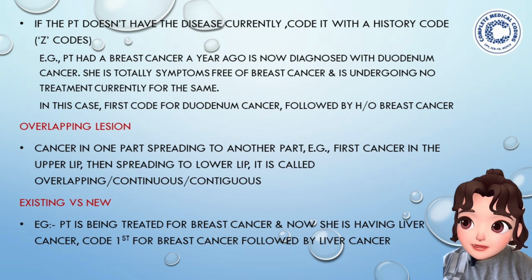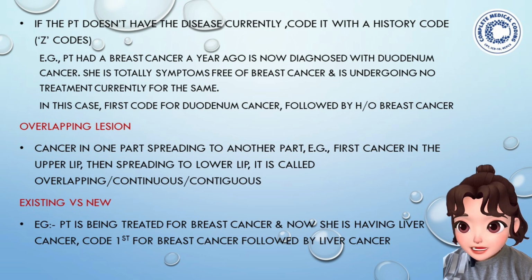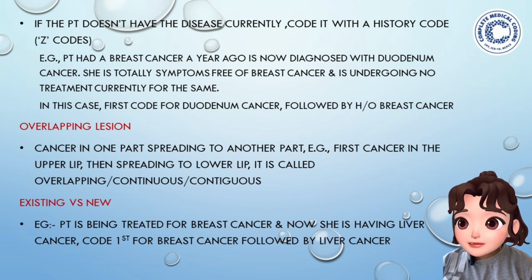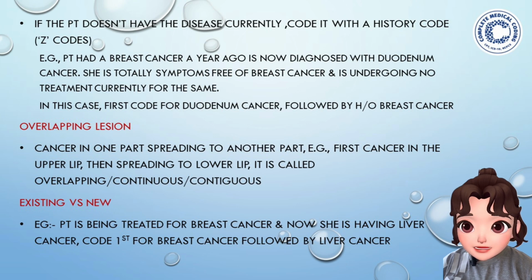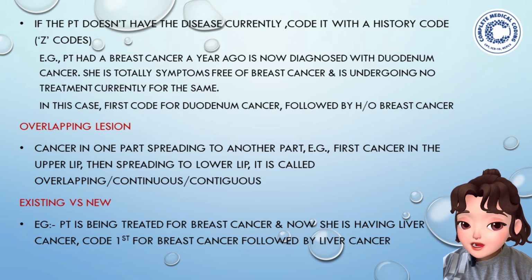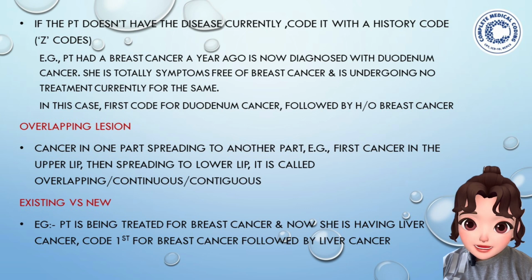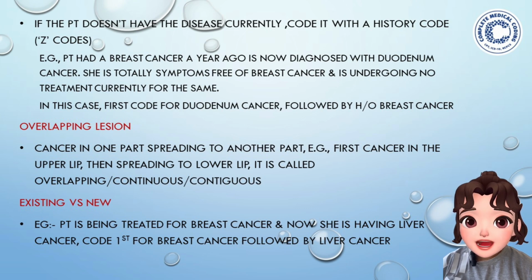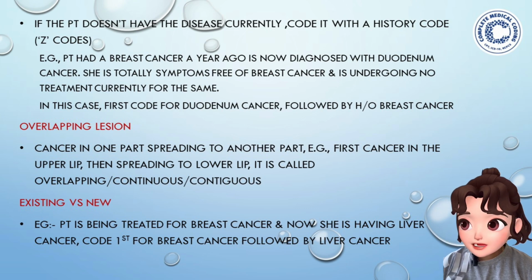A year ago, the patient was having breast cancer. She is totally symptom free of breast cancer and is undergoing no treatment currently for the same. In this case, first code for duodenum cancer, then followed by history of breast cancer. Currently, she is having only duodenum cancer, but there was a history. So you should code first for the duodenum cancer and then the Z code, history of breast cancer.